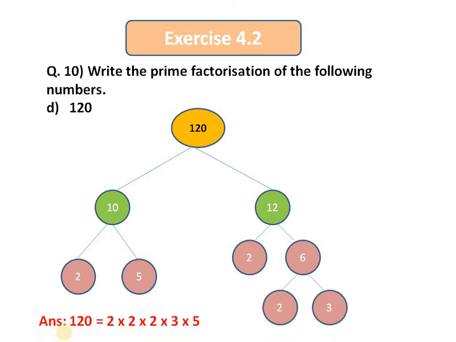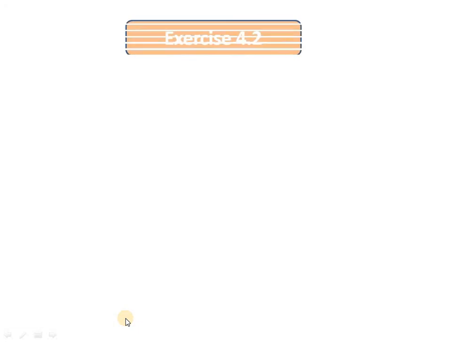Now the answer we have got over here, 2 multiplied by 2, 4, 4 2s are 8, 8 3s are 24. Now you will multiply 24 into 5. You will get 120.